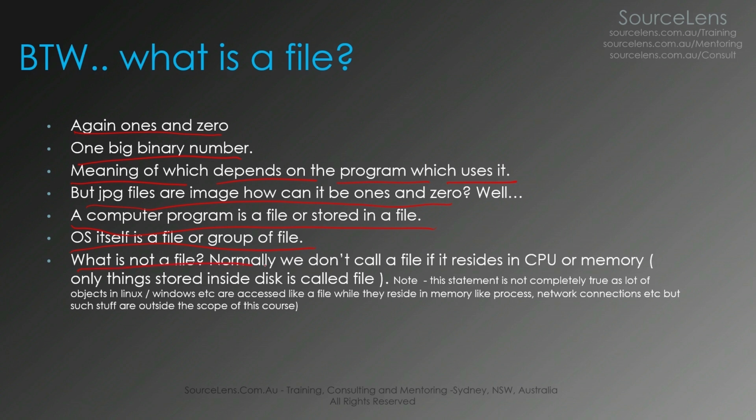So now what is not a file? Normally we don't call something which resides in the CPU or memory a file. Whenever I say file in this chapter, file means an entity in secondary storage, the HDD, or SSD for that matter. Now, this is not a very correct statement. There are other things to consider. In Linux, everything is a file. A process is a file. A program is a file. A network card is a file. Everything is a file, including the devices. So we are not going to discuss that here.